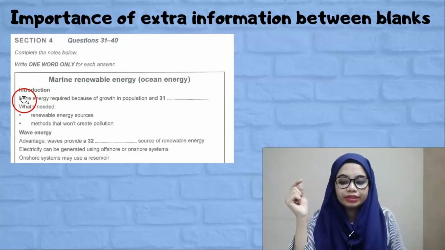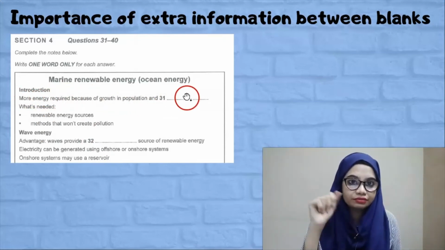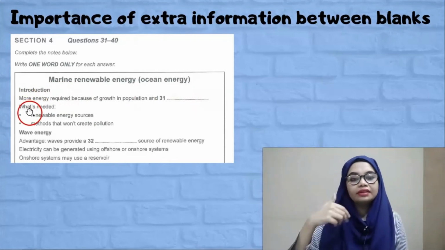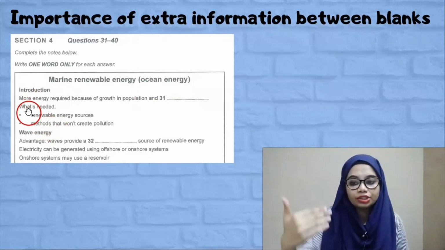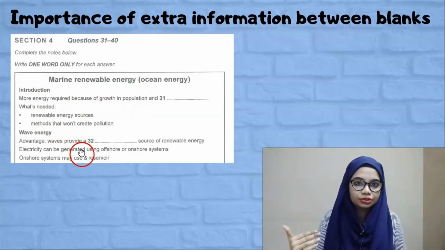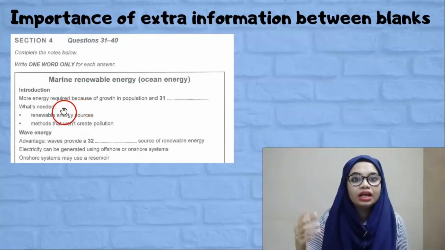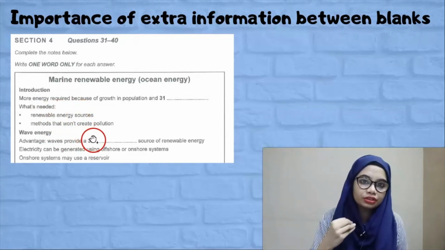So for example, if the speaker has spoken about the first answer, the 31st answer in this case, then he or she will go ahead and talk about the extra information between 31 and 32. So he or she is going to cover this part first and then slowly move on to 32.